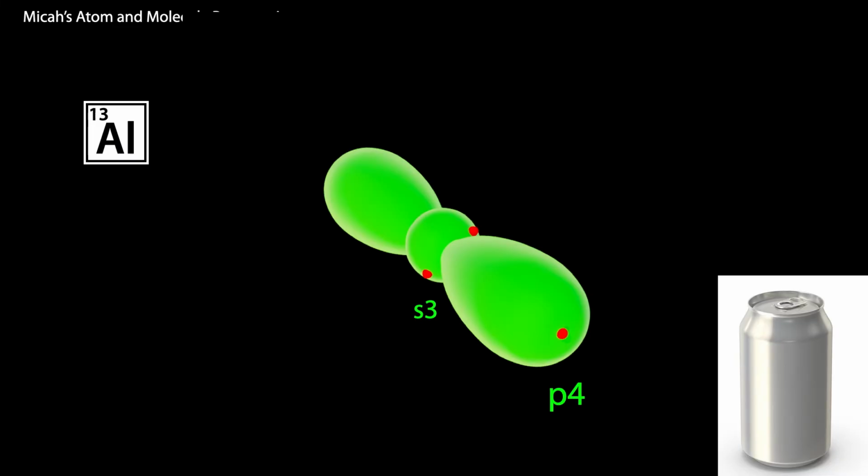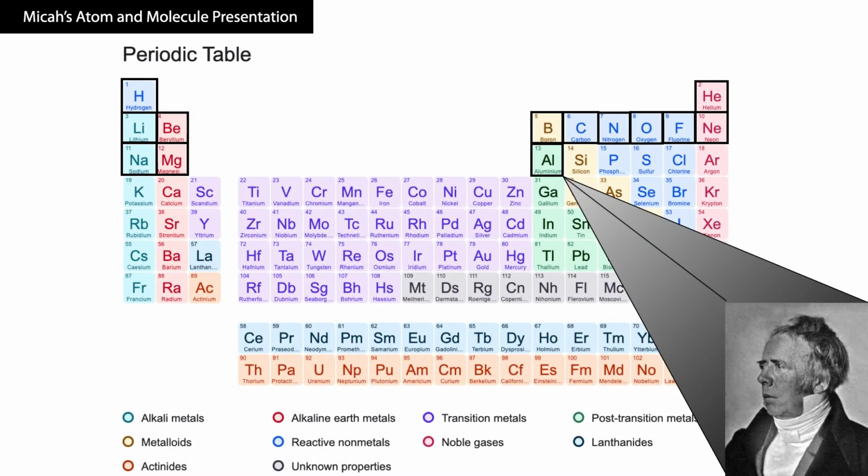Now we have arrived at aluminum. Aluminum has 1 electron in the p4 orbital, so it has 13 electrons in total. It's a lightweight metal that loves to combine with oxygen. Aluminum was discovered in 1825 by Danish physicist Hans Christian Ørsted.